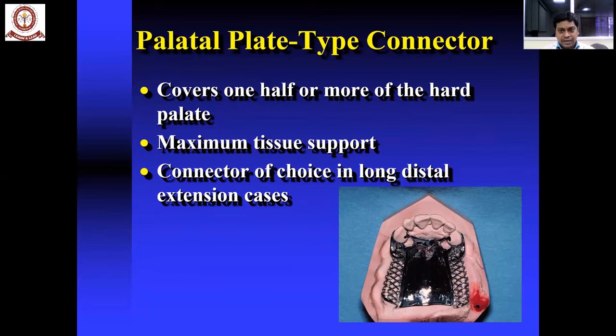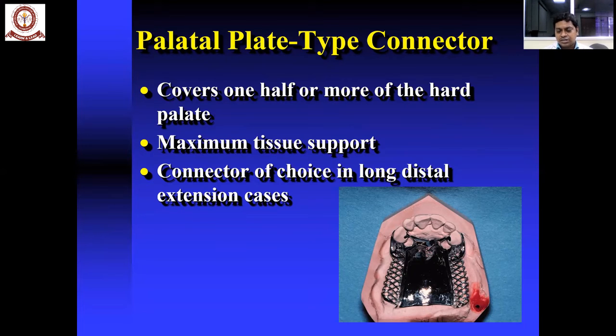This is the palatal plate type connector. This is a full palate. We used to say a full palate. It covers one-half or more of the hard palate. It is going to cover the hard palate totally. The maximum tissue support it gives, because it is widespread, so it is going to give you maximum tissue support. It is the connector of choice in long distal extension cases.